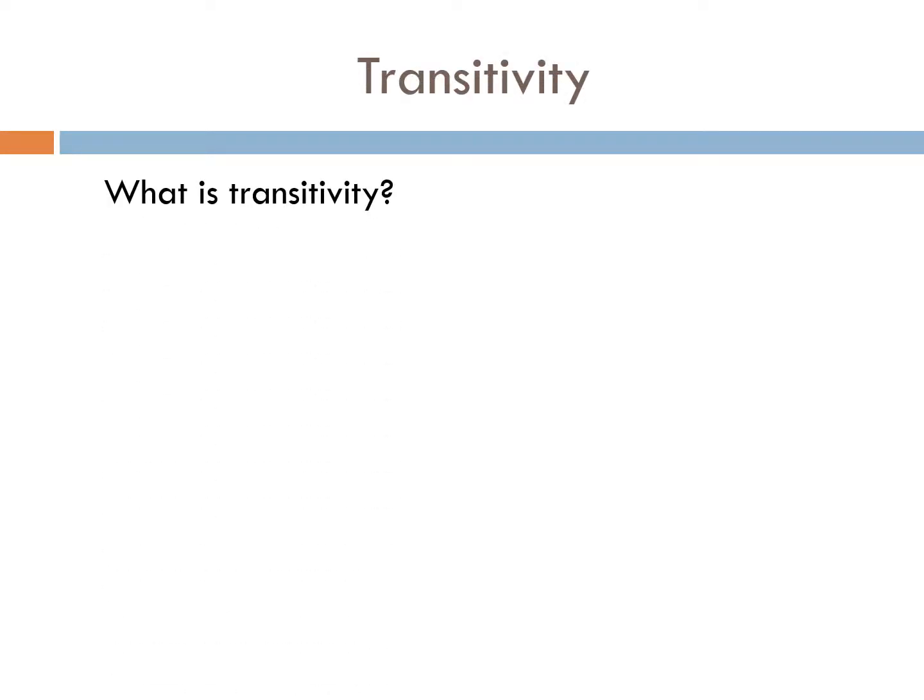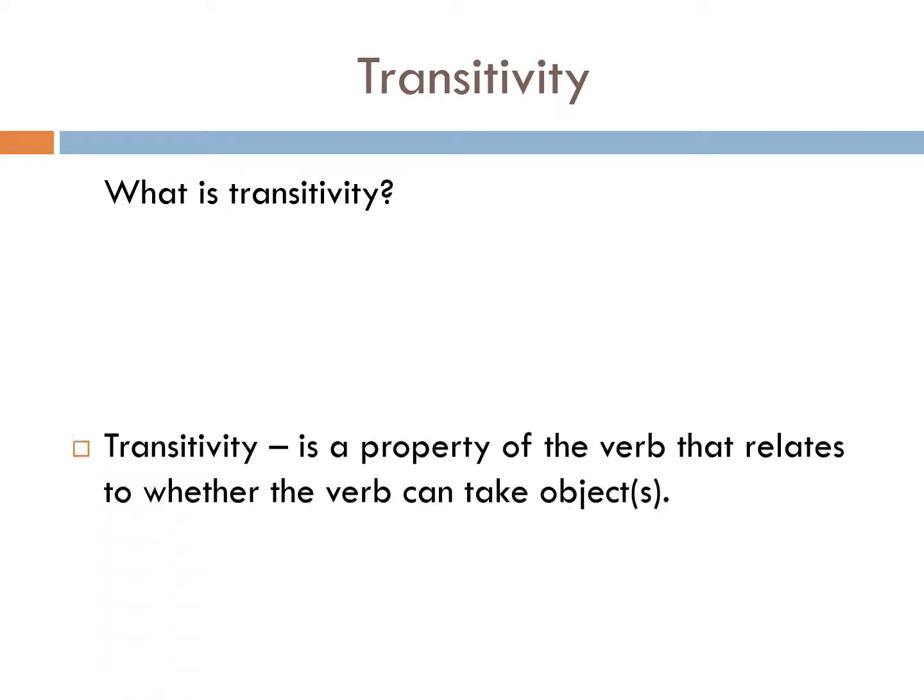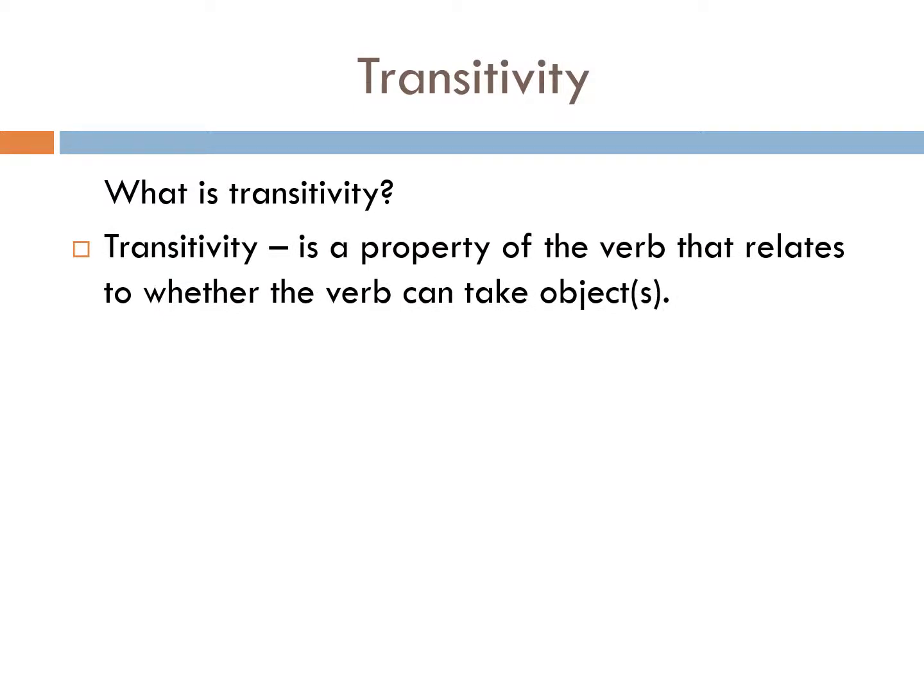To begin with, let's start by looking at transitivity. Transitivity is a property of the verb that relates to whether the verb can take objects. See these examples. I read a book. I send him an email. Here we are talking about verbs having the property of taking objects.